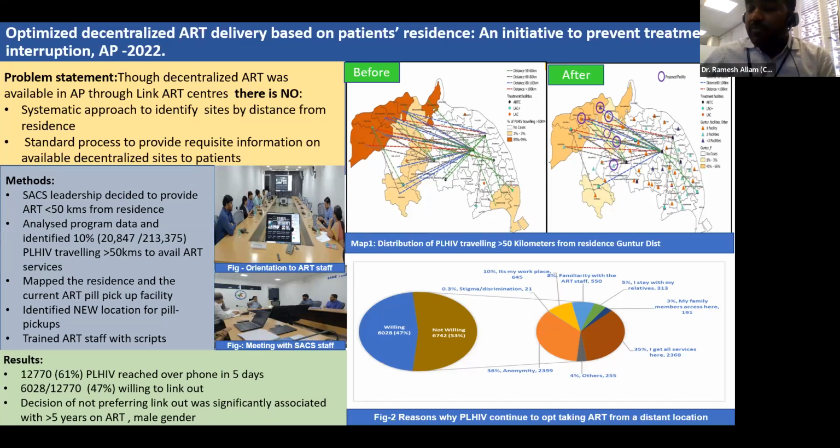But this proved to be wrong in our case, and almost 50%, that is 10,000 of the patients, we are now decentralizing or pushing these patients to the link ART centers or any other center which is close to their residence.